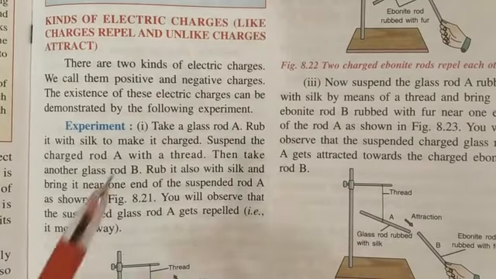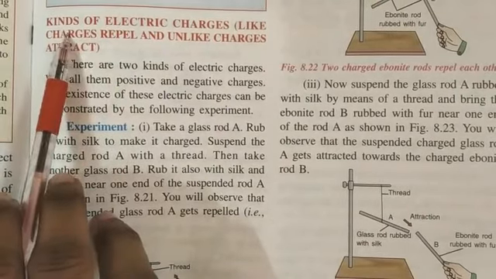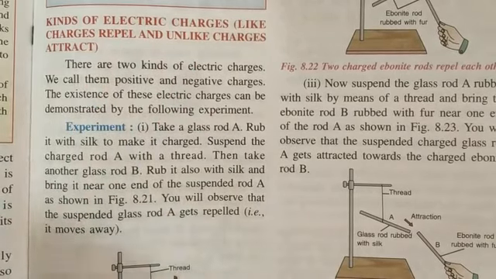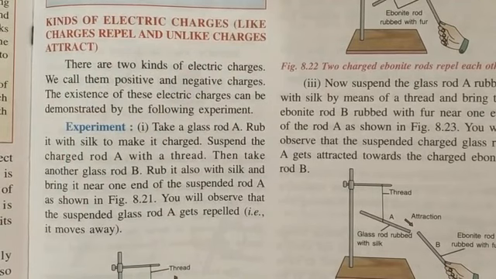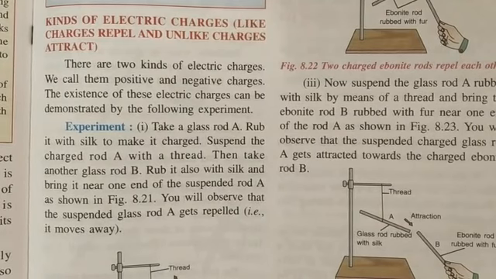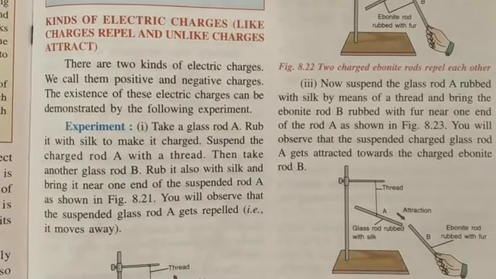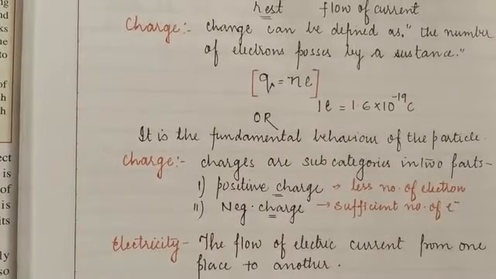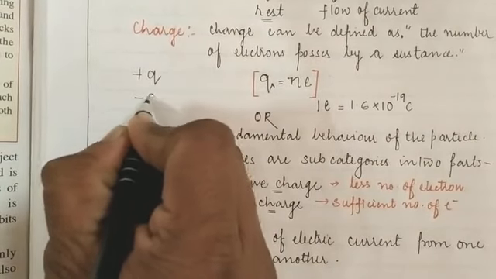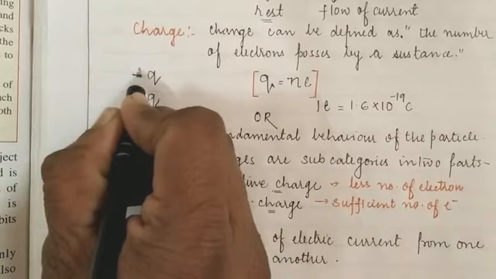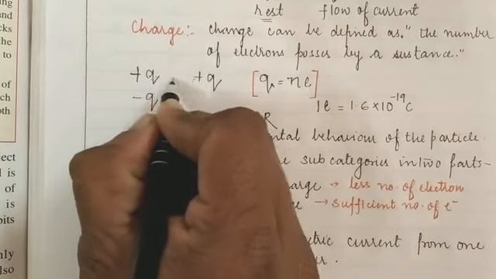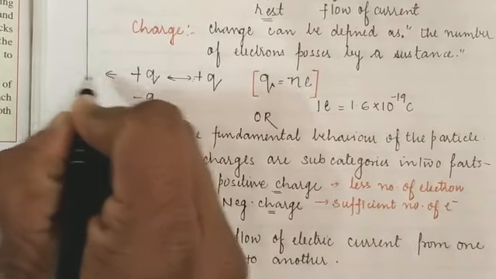So students, you can see what is written inside your book, the kinds of electric charges: like charges repel and unlike charges attract. There may be several combinations of charges. A charge may be positive or negative. Q means charge. If a positive charge comes in contact with another positive charge, the behavior will be the same. Two same charges will repel each other.